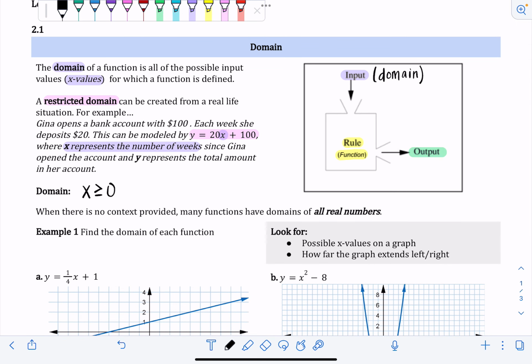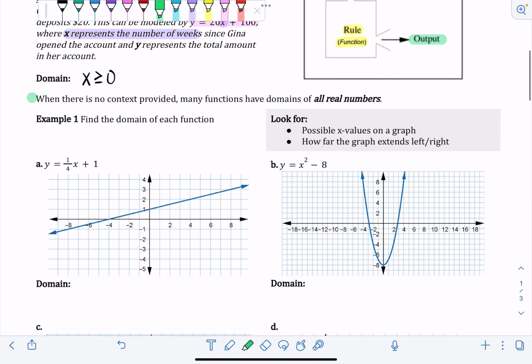Okay, so moving down to the next line right here. When there's no context provided, like there's no word problem, like Gina's bank account, many functions have domains of all real numbers. So we'll talk about what that looks like on a graph and in a function as well. So example 1, find the domain of each function. This shaded area that I added in is going to be really helpful, so make sure to write that down as well. When we're looking at a graph, in order to determine the domain, we look for the possible x values, and how far the graph extends, left or right.